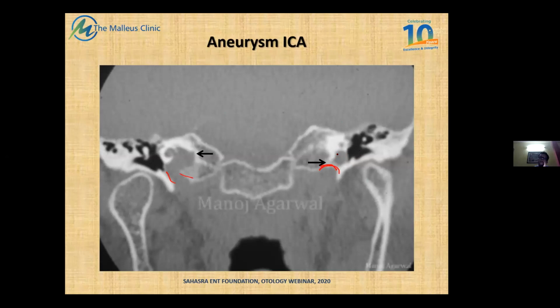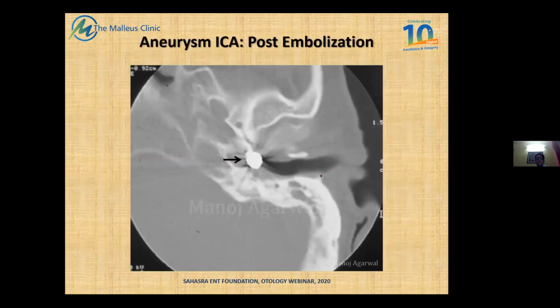Yes, this, I beg your pardon, is the basal turn of the cochlea, with these being the turns of the cochlea, not very well visualized here, the interscalar septum, but with the snake eye appearance. And you can see that from the vertical part of the internal carotid artery, the aneurysm is extending here, and it is coming into the hypotympanum. So this is an aneurysm of the internal carotid artery. You can see the ossicles over here. Okay. And this is after the aneurysm was embolized.